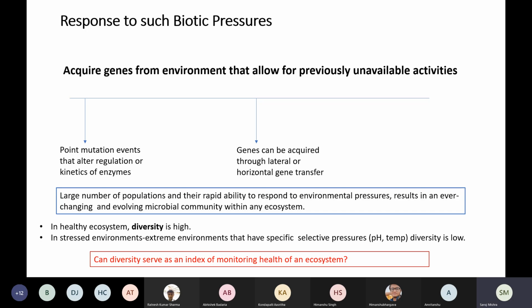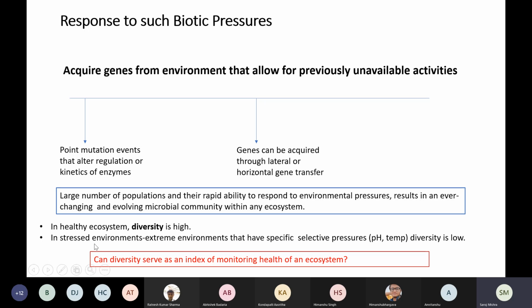All right, anyway, let's get back very quickly. Responding to such biotic pressure can be carried out by acquiring genes from the environment, as I explained here. A large number of population and their rapid ability to respond to environmental pressures therefore results in an ever-changing and ever-evolving microbial community within any ecosystem, because conditions, dynamics and nutrient inflows are changing.